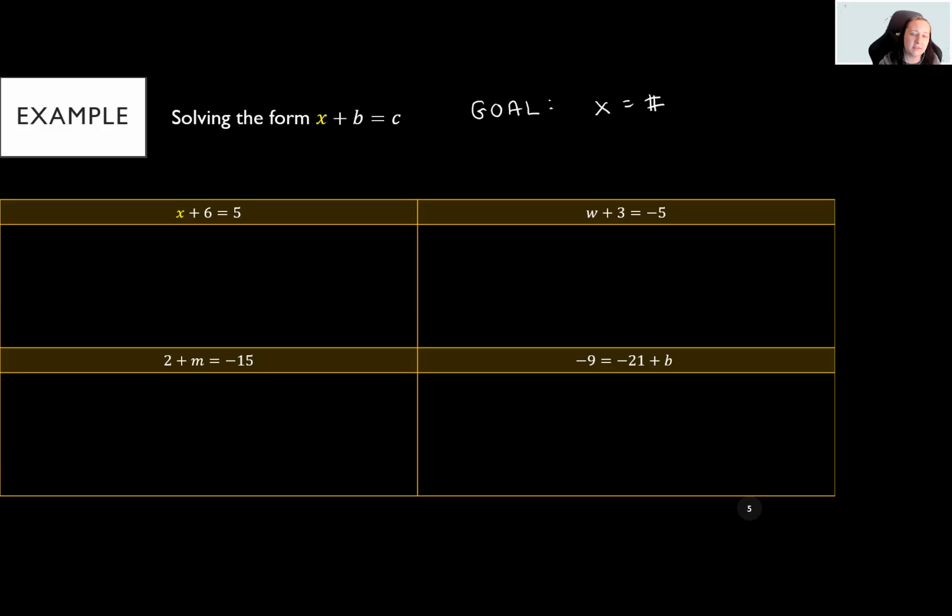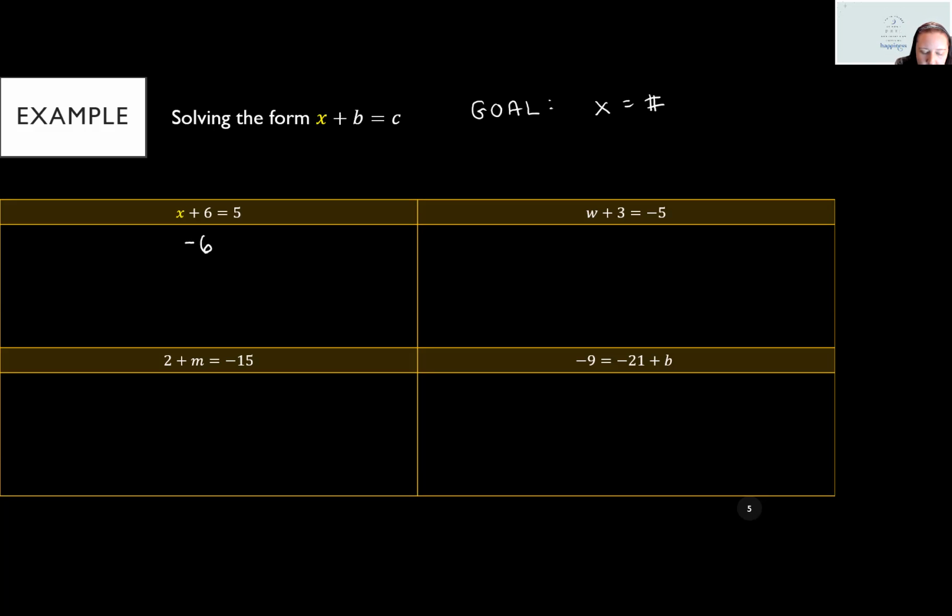And so if you have a 6 that's added on, then to get rid of it, you subtract it off. So we're going to be subtracting that 6. And if we're going to remove it from the left side, we also have to subtract 6 from the right side in order for it to stay equal.